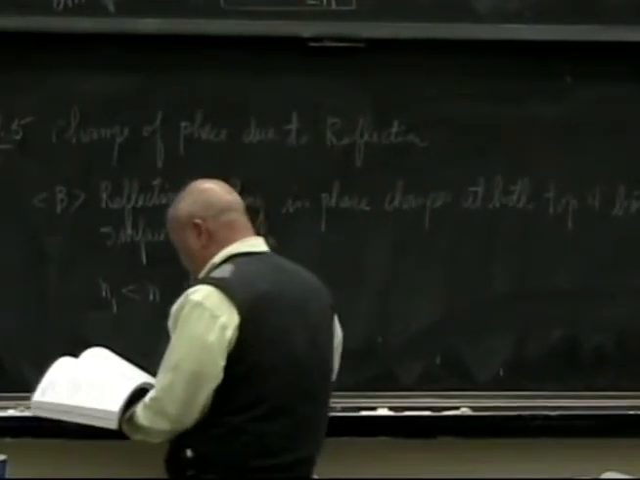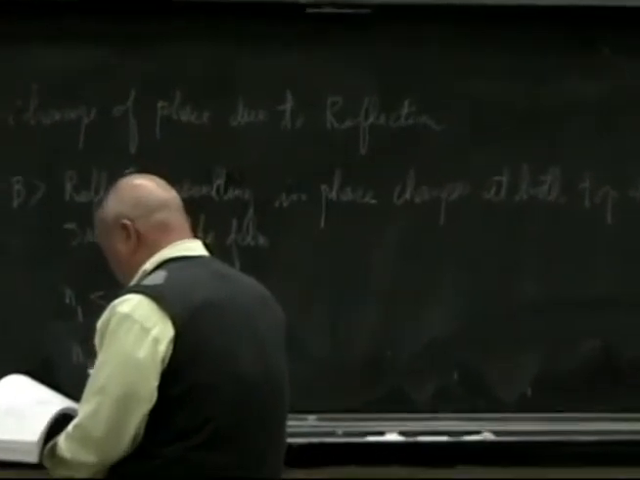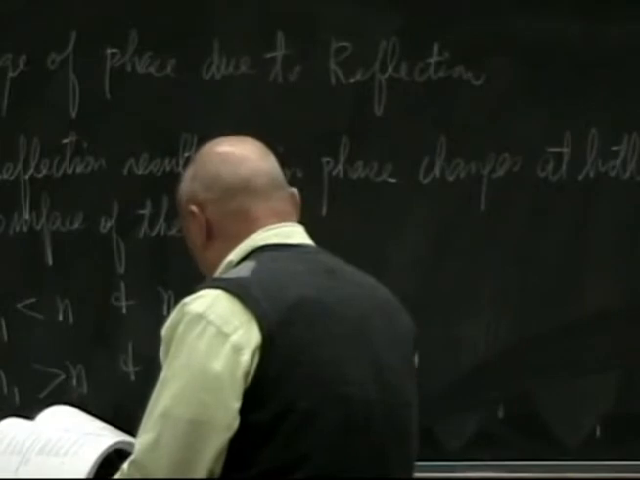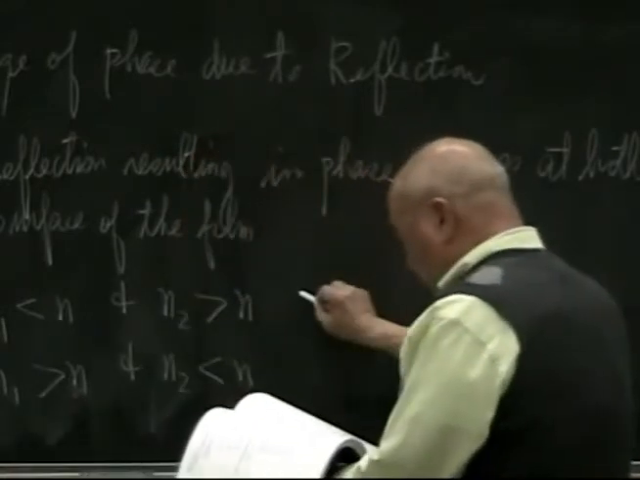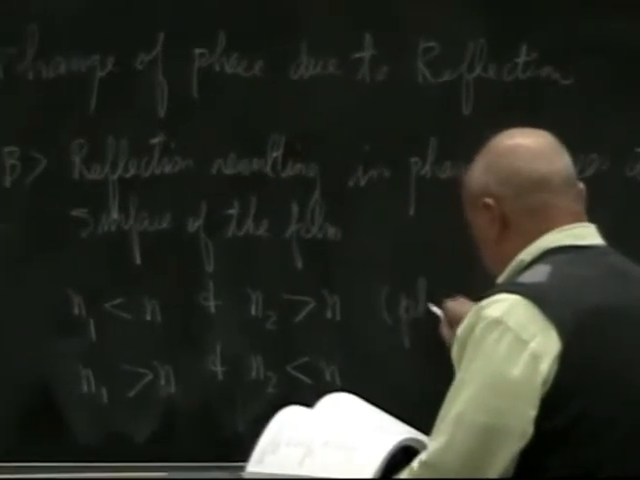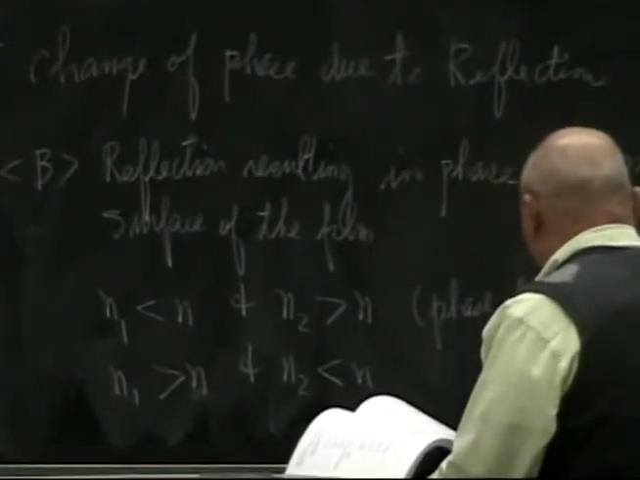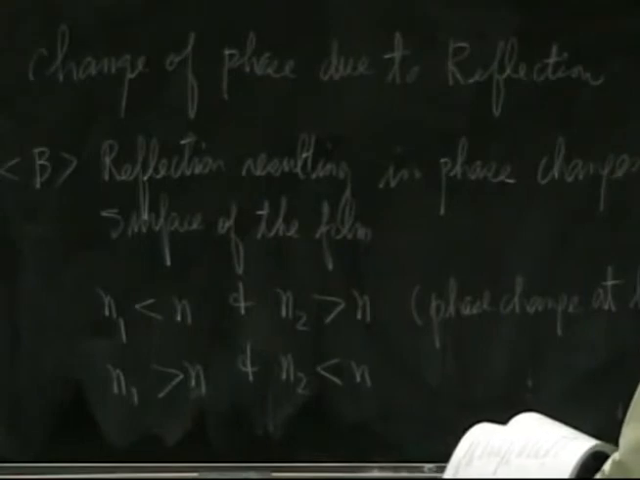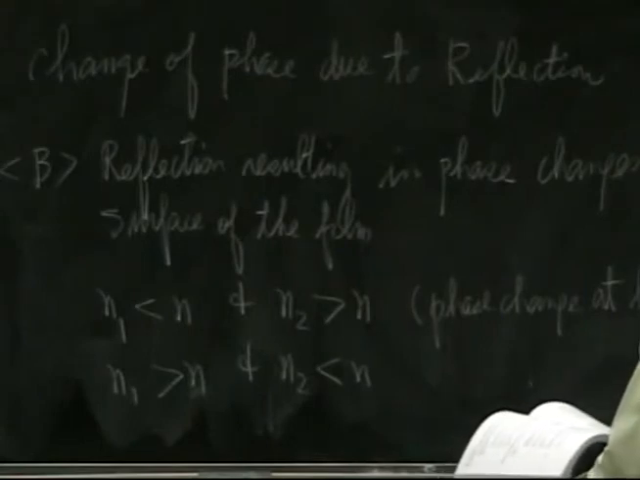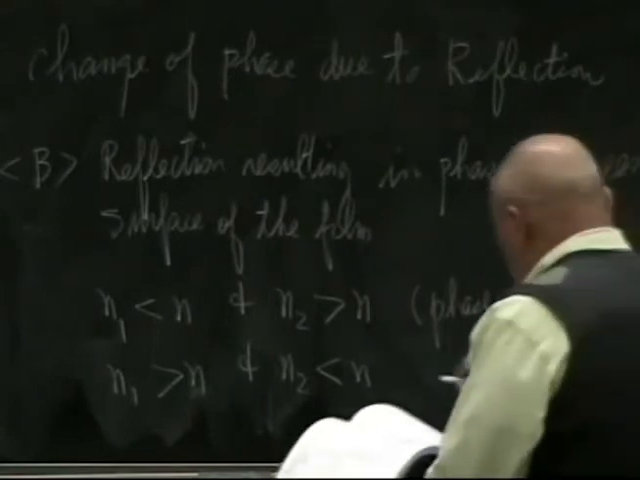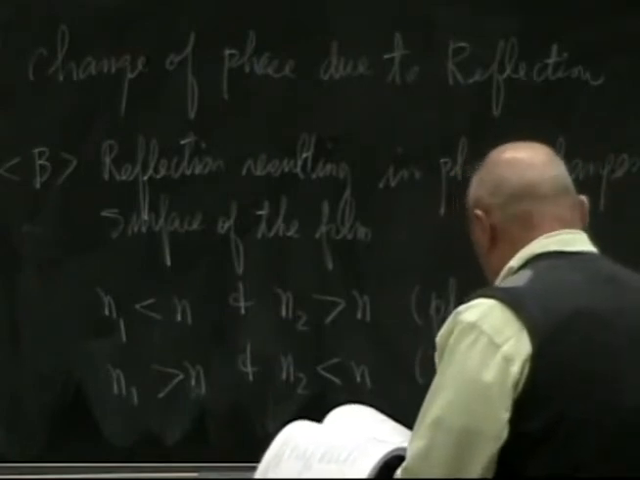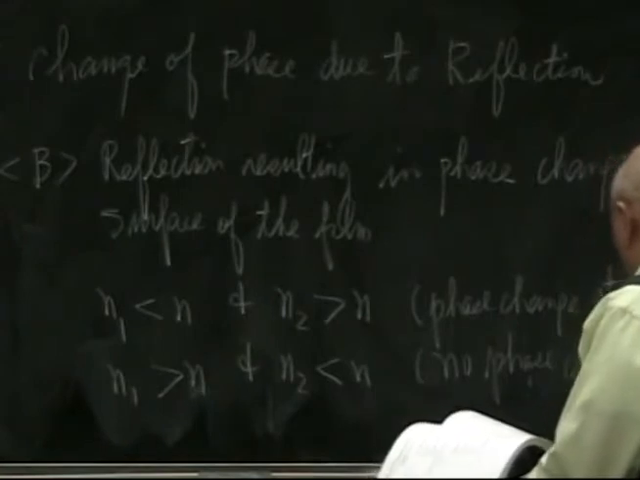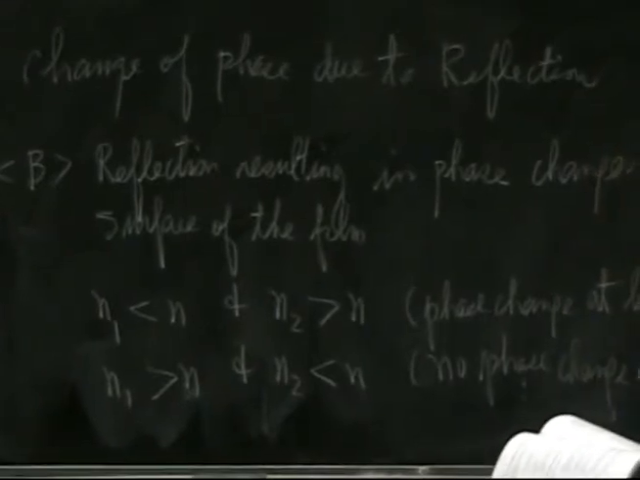Okay, and then the next one is N1 is larger than N, and N2 is smaller than N. In these cases, phase change at both surfaces. And then in this one there's no phase change at either surface.